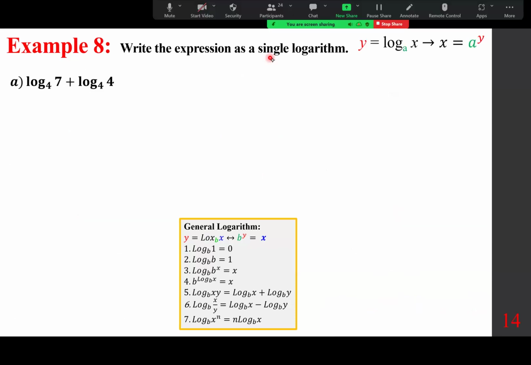Write the expression as a single log, log base 4 of 7, log base 4 of 4. That means, again, you are going to use number 5, but you're going to go from right to left. So log base 4 of what? 7 times 4. And 7 times 4 obviously is 28. So log base 4 of 28.